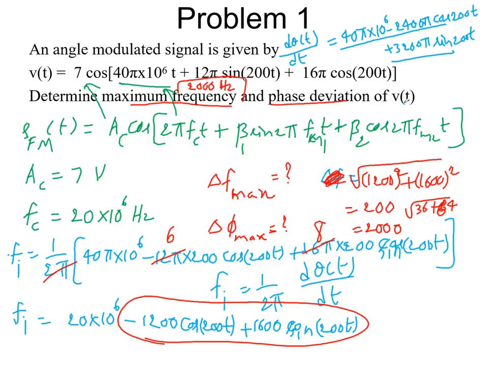Okay, like this the problem may be given. You can use the relationship of instantaneous frequency, which is fi is 1 by 2 pi d theta by dt, and the maximum value of d theta by dt will give you the maximum phase deviation.